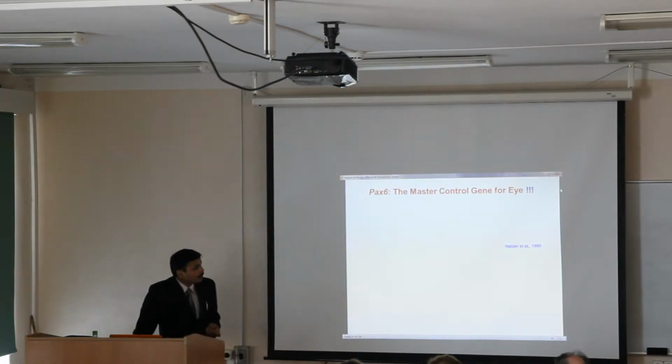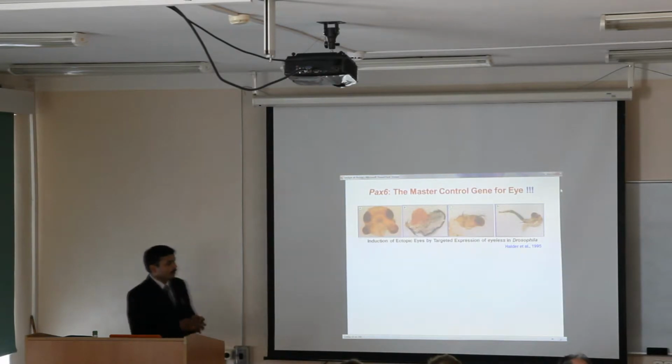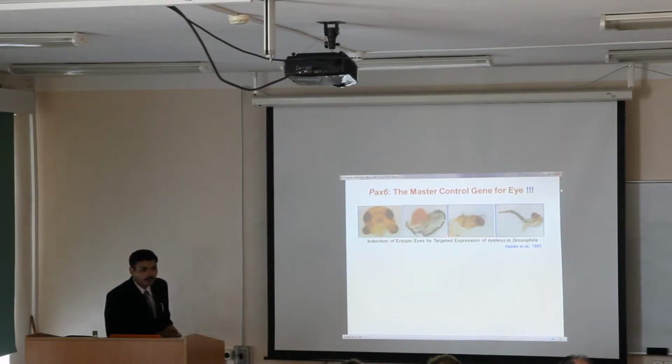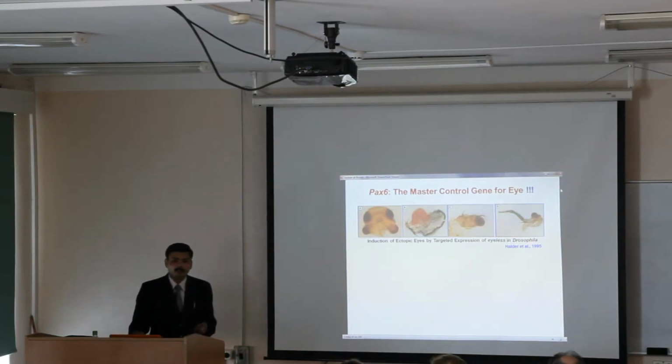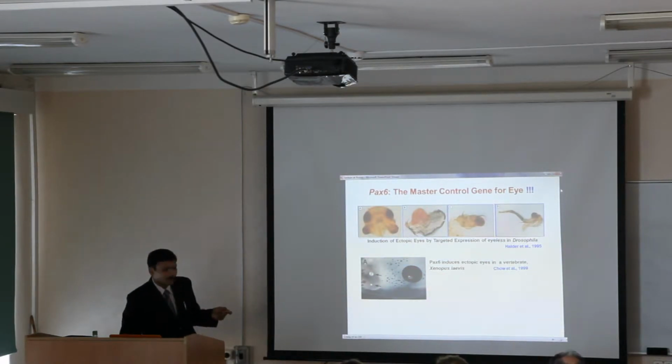It is a master control gene for the eye. See, these are the fly, Drosophila, head, wing, antenna, and the wing. When we use PAX6 and ectopically express the gene, we found that eyes form on the head, eyes form on the wing, eyes form on the antenna, and eyes form on the leg. How? A single protein, if we transcribe inside the cell, can regulate the formation of eyes in different organisms. And it induces ectopic eyes in a vertebrate, Xenopus laevis.